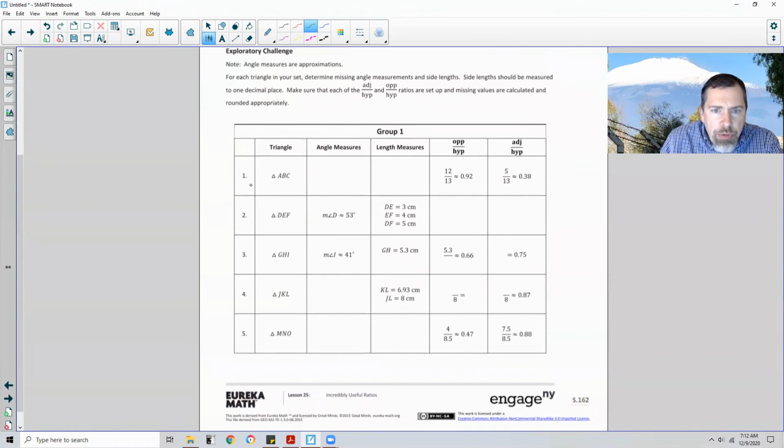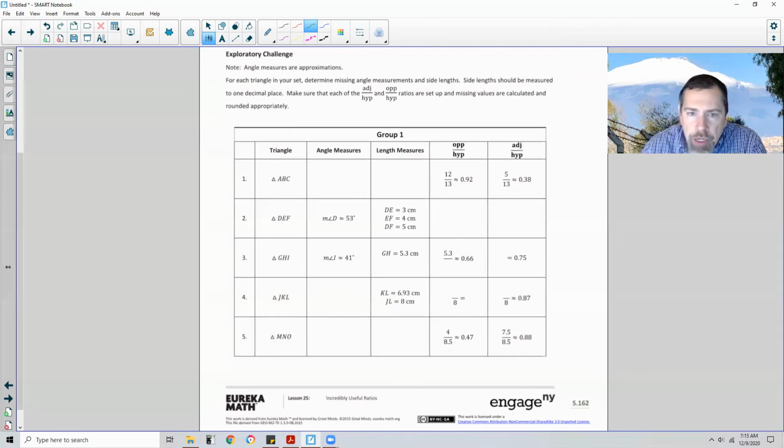Okay, so here's group 1. We have a triangle called triangle ABC. Opposite over hypotenuse is 12 to 13, and adjacent over hypotenuse is 5 to 13. Then the length measures, I'll do those first. Okay. So the first thing we need to do is look at how we're going to name this. Okay, let's do the length measures first.